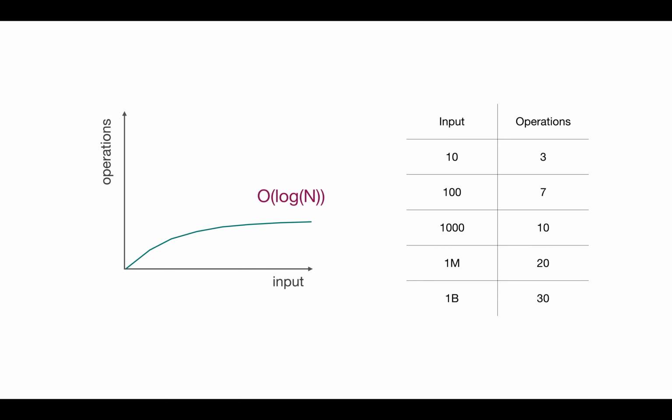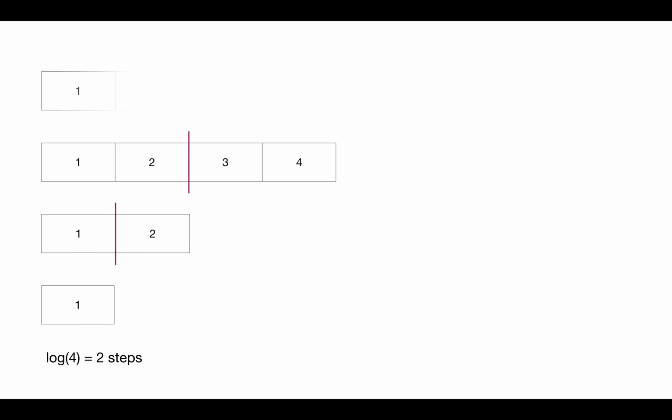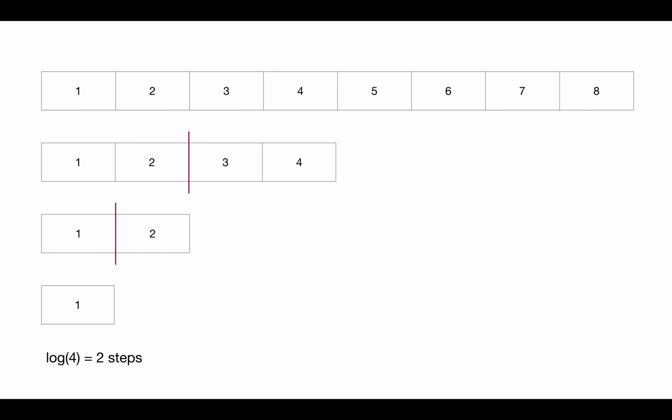Let's take an example. Suppose you have an array and your function works such that at every step it eliminates half of the array. For such an algorithm, if your array size is 4, it will take 2 steps to execute. So it will be log 4, which is 2 steps. And now if you double your input size, it will just take 1 extra step to cut it in half.